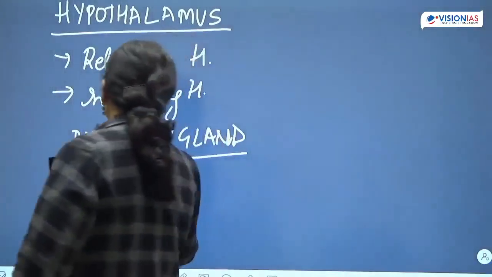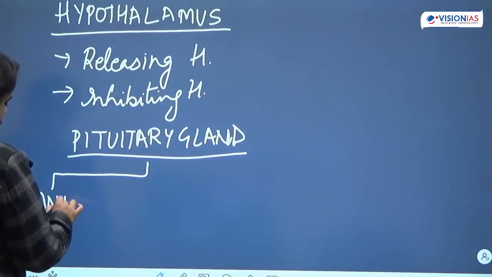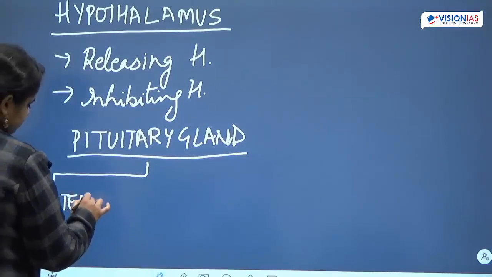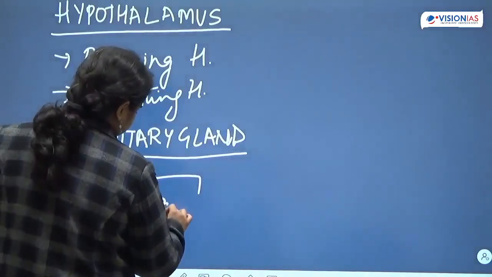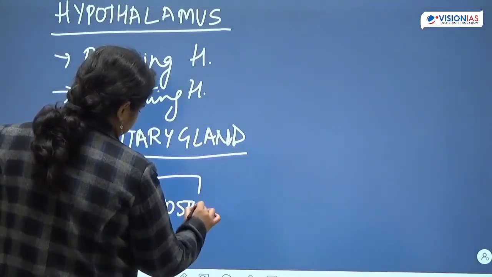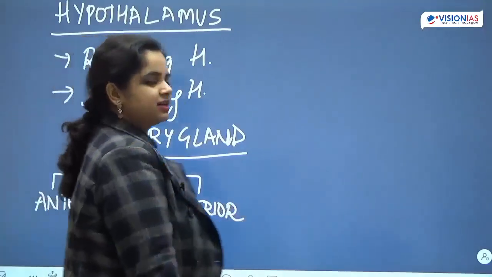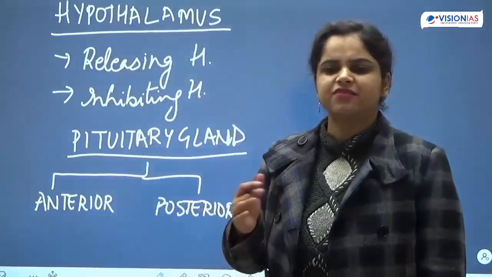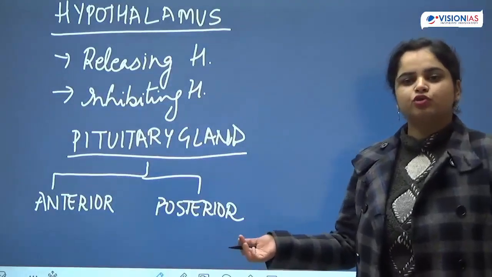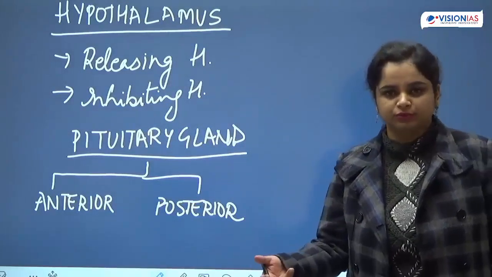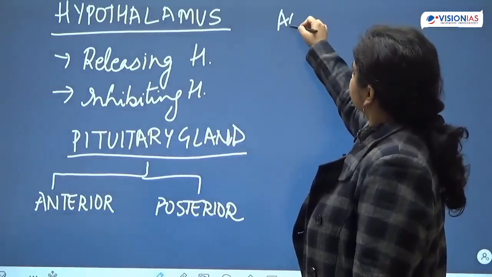Now, this pituitary gland can be divided into two portions. One is anterior and the other is posterior. So this anterior and posterior, technically this is like the front and the back of the gland. Both of these parts are going to produce their own hormones. We will first talk about anterior pituitary.